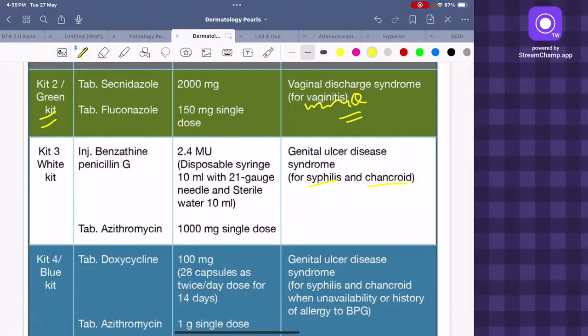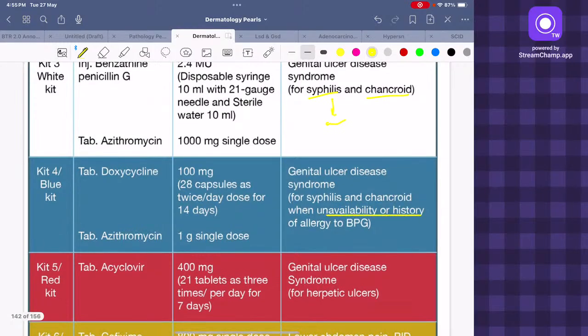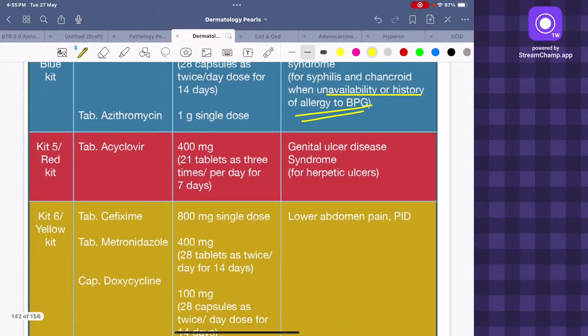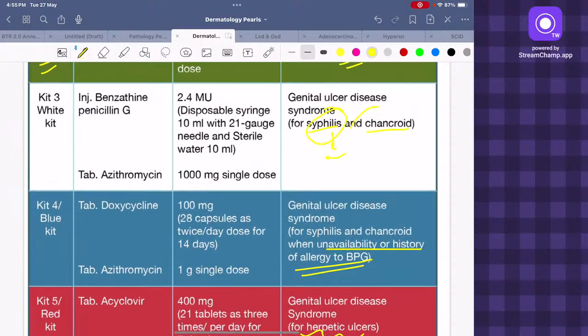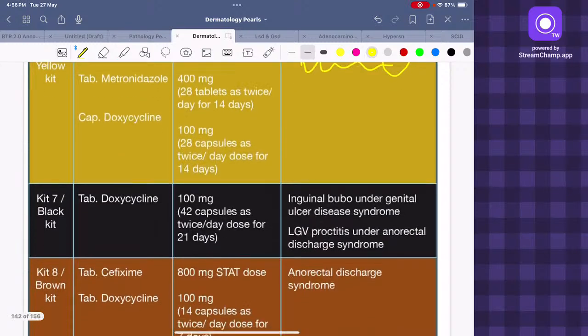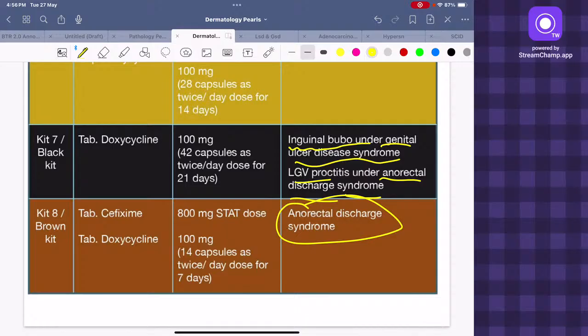In this we give white kit. And then for syphilis and chancroid, when there is unavailability or history of allergy to benzathine penicillin G, then we give blue kit. Genital ulcer disease syndrome for herpetic ulcer. Then we have lower abdominal pain or PID. Then we have inguinal bubo under genital ulcer disease syndrome, or LGV proctitis under anorectal discharge syndrome. Then we have anorectal discharge syndrome.